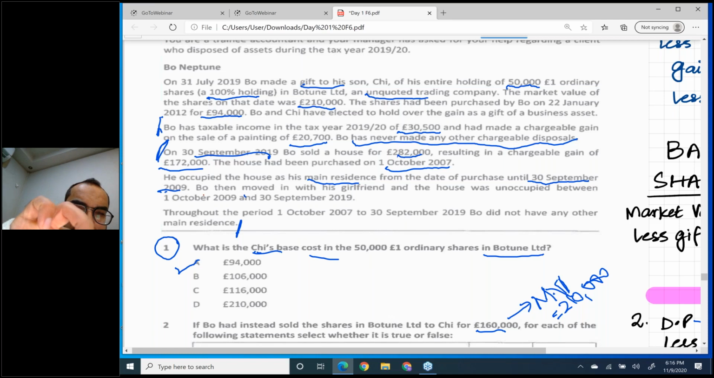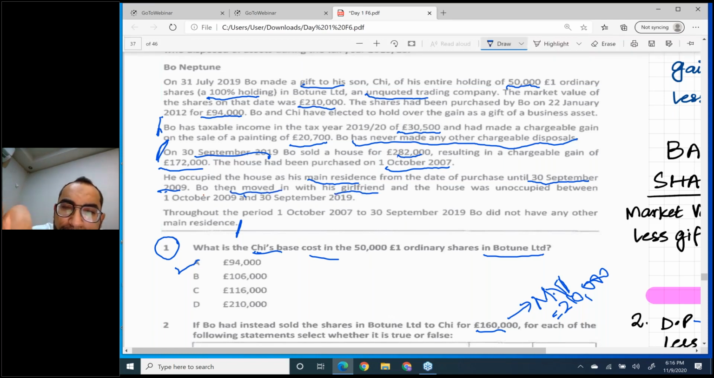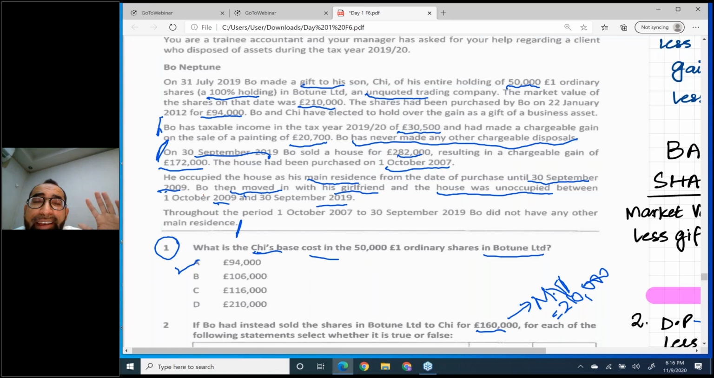Bo then moved in with his girlfriend, and the house was unoccupied between 1st October 09 to 30th September 2019. That means he didn't come back. Once he left the house, he didn't come back, and when he didn't come back, there is no sandwich. He left the house and went to another country with his girlfriend, and then he called on phone, he sold the house.